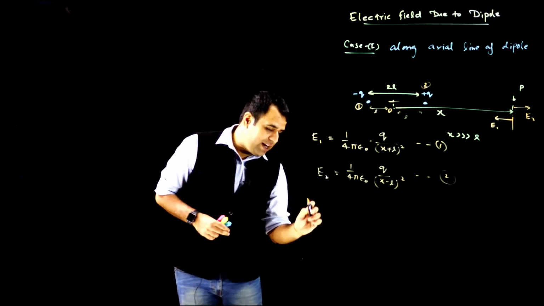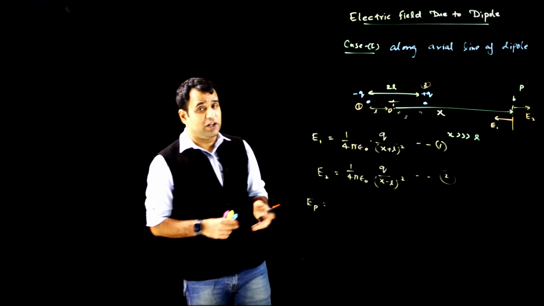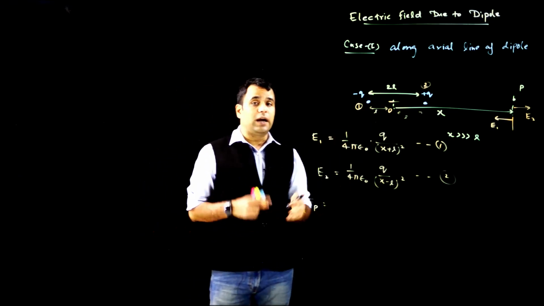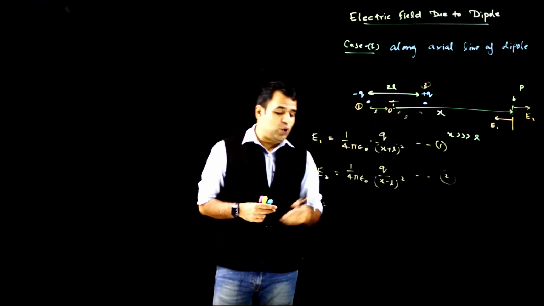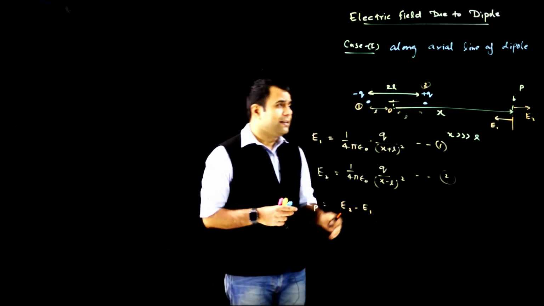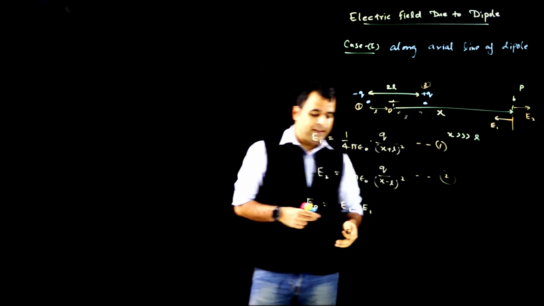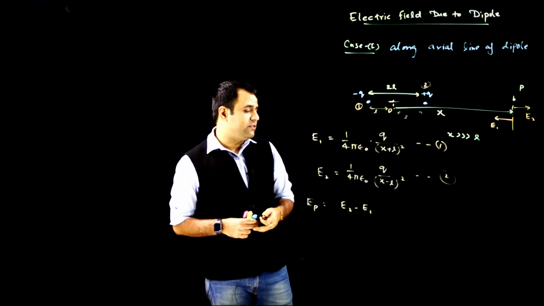So the electric field at point P will be the vector summation, or you can say the algebraic summation, of these two. E1 and E2 are in different directions, so EP equals E2 minus E1. Magnitude wise, E2 will be a little bit more because this charge is nearby to the point. So E2 minus E1 will be the electric field.